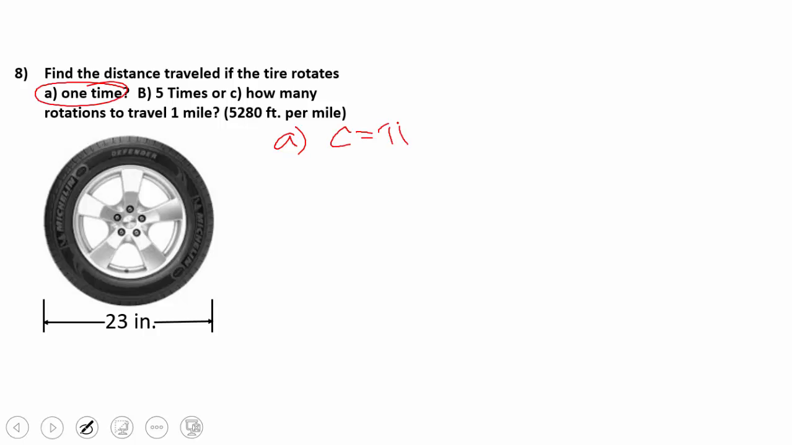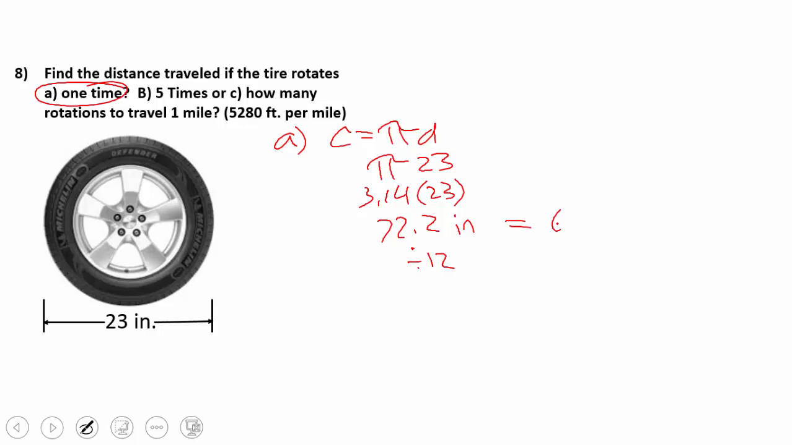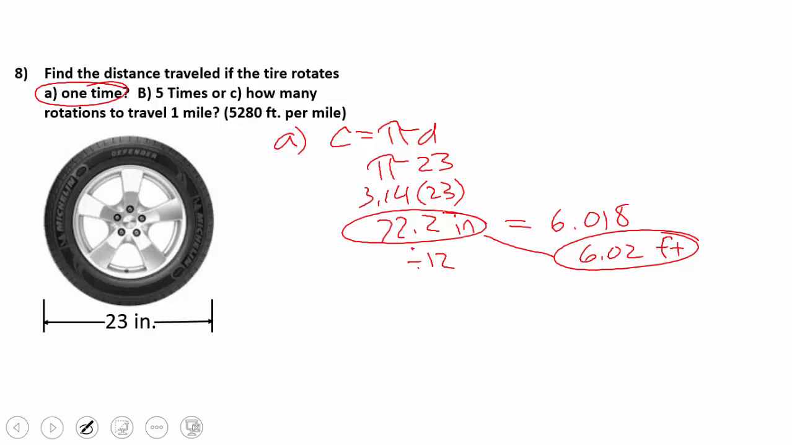We know that circumference is pi times the diameter. Pi, and the diameter is 23. That's 3.14 times 23, and that gives us 72.2. There are some other digits. I'm stopping right there, and that's inches. If I wanted to know how many feet 72.2 inches is, what would I do? Divide or multiply by 12? Yeah, you're correct. I divide by 12, which is equivalent to 6.018. I'm going to go 6.02 feet. There we go. That's A.